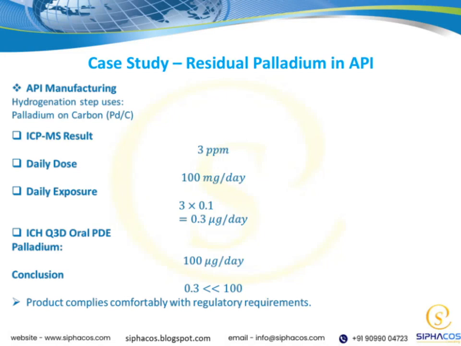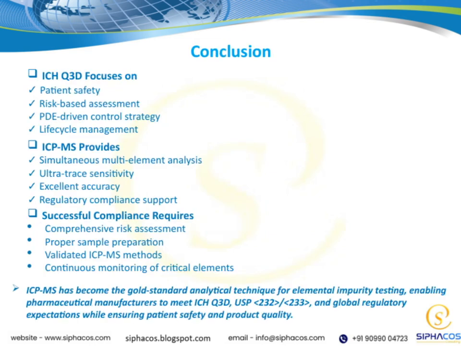Let's dive into a case study focused on residual palladium in active pharmaceutical ingredients, or APIs. This example shows how even tiny amounts of metals left over from manufacturing can impact product quality and safety. We'll explore the challenges faced, the methods used to detect and reduce palladium, and what this means for ensuring medicines meet strict regulatory standards. It's a real-world look at precision and care in pharmaceutical production.